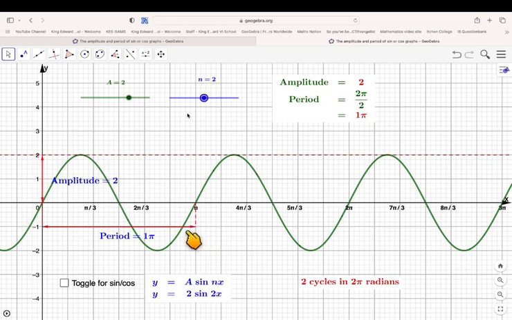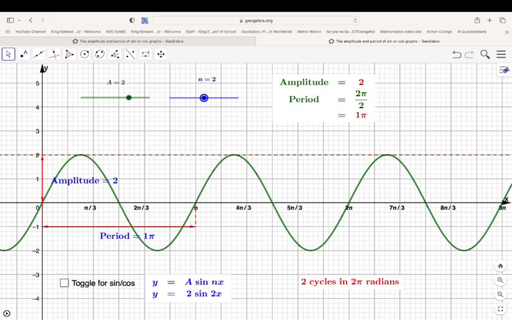Now, the normal period of sine is actually 2 pi, so we're working in radians here. So 2 pi divided by 2 will give 1 pi. So what to do to find the period of a sine graph is to take the value of 2 pi, which is the original cycle if n is 1, and divide it by the value of n. Okay, so that means there will now be 2 cycles in 2 pi radians.